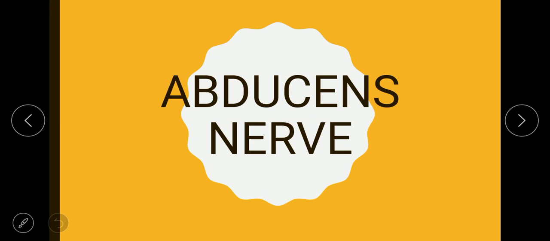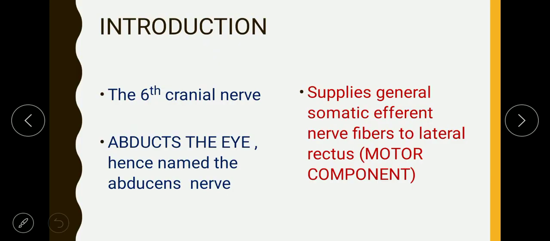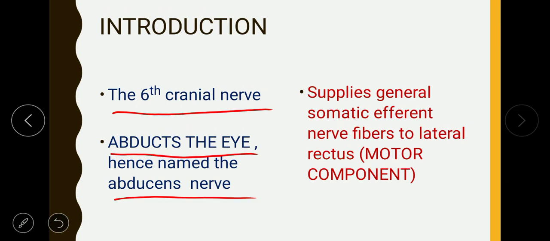Hello everyone. So today I'm going to talk about the abducens nerve. Among the 12 cranial nerves, the abducens nerve is the sixth cranial nerve. The abducens nerve supplies the lateral rectus muscle and it abducts the eye. Hence, it is also known as the abducens nerve.